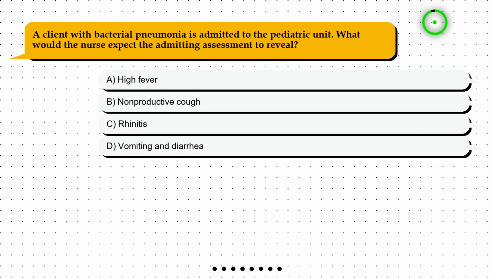Question 3. A client with bacterial pneumonia is admitted to the pediatric unit. What would the nurse expect the admitting assessment to reveal? Option A, high fever. Option B, non-productive cough. Option C, rhinitis. Option D, vomiting and diarrhea.